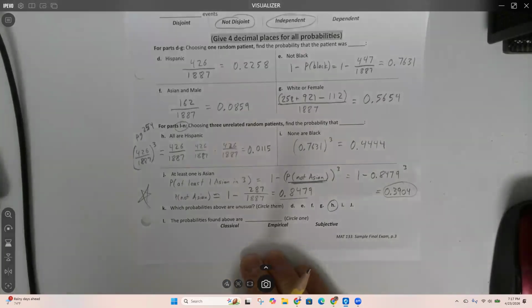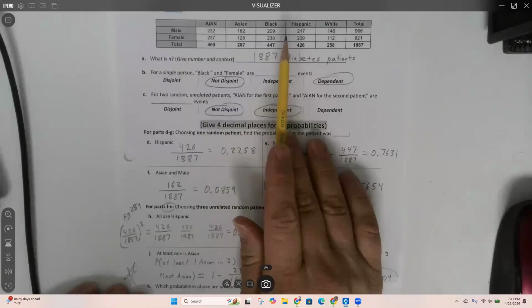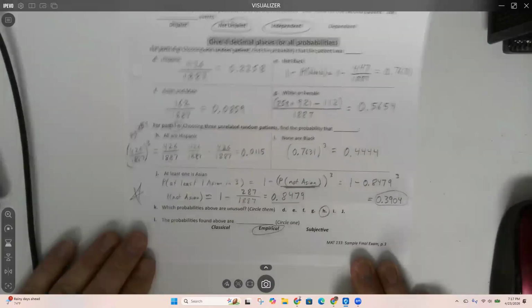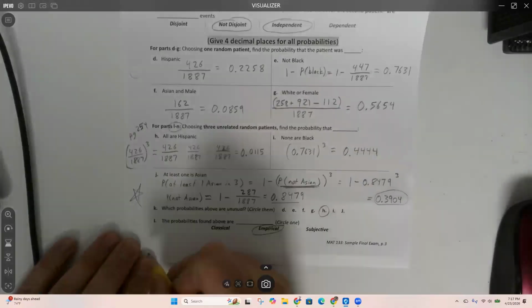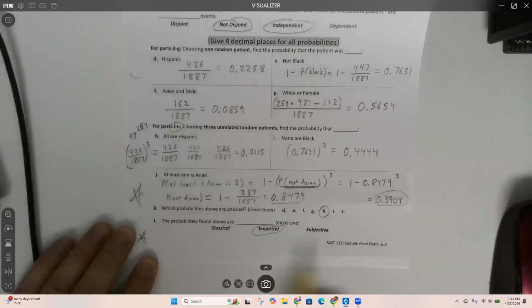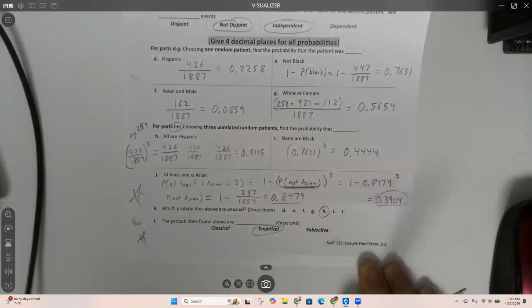This is based on a real study. We've actually gone and counted people, and this is an empirical one. Yep, Gabby got it. So again, if you got that wrong, just put a star next to it and go back and make sure you understand those.